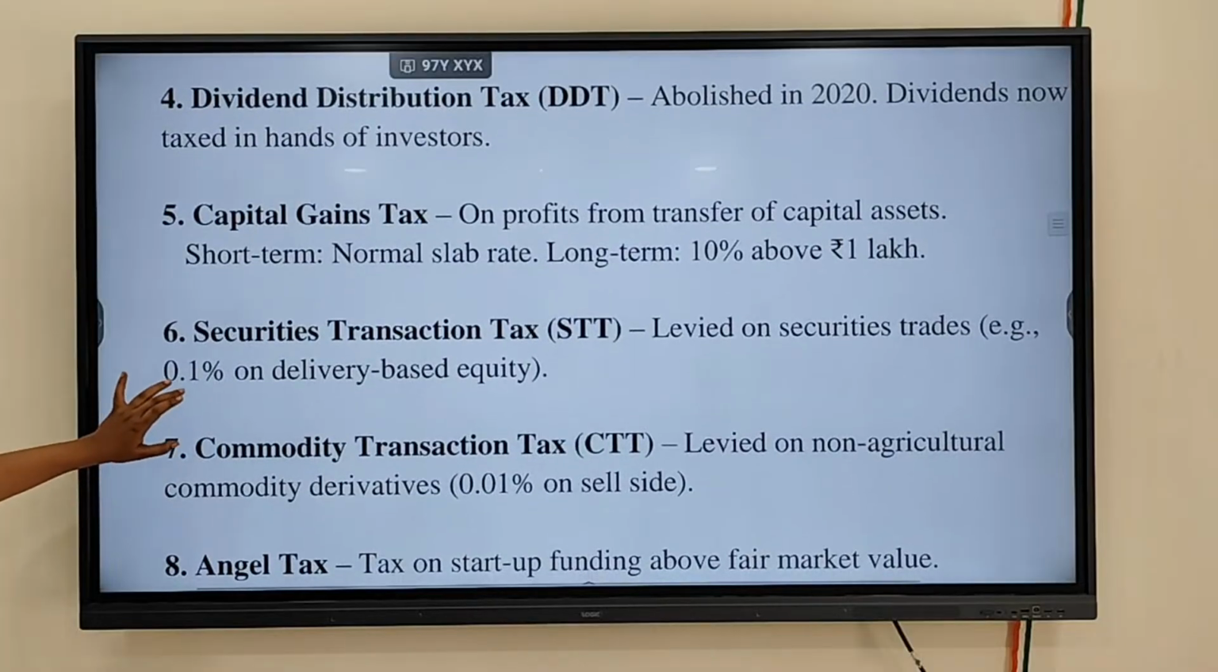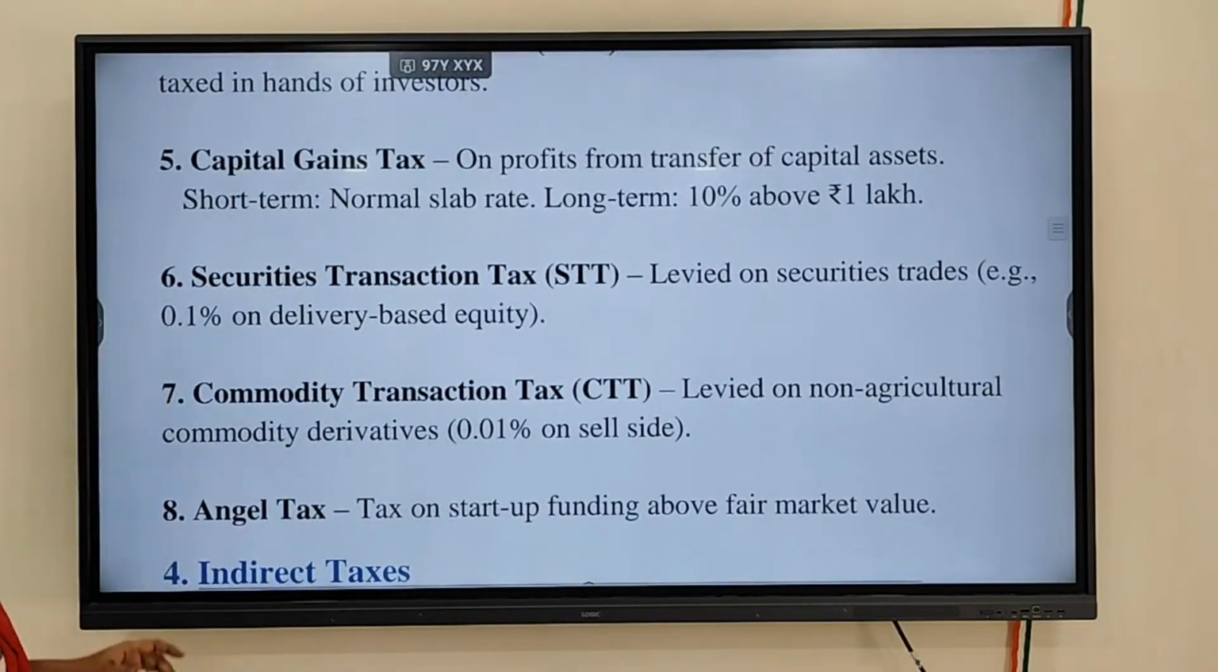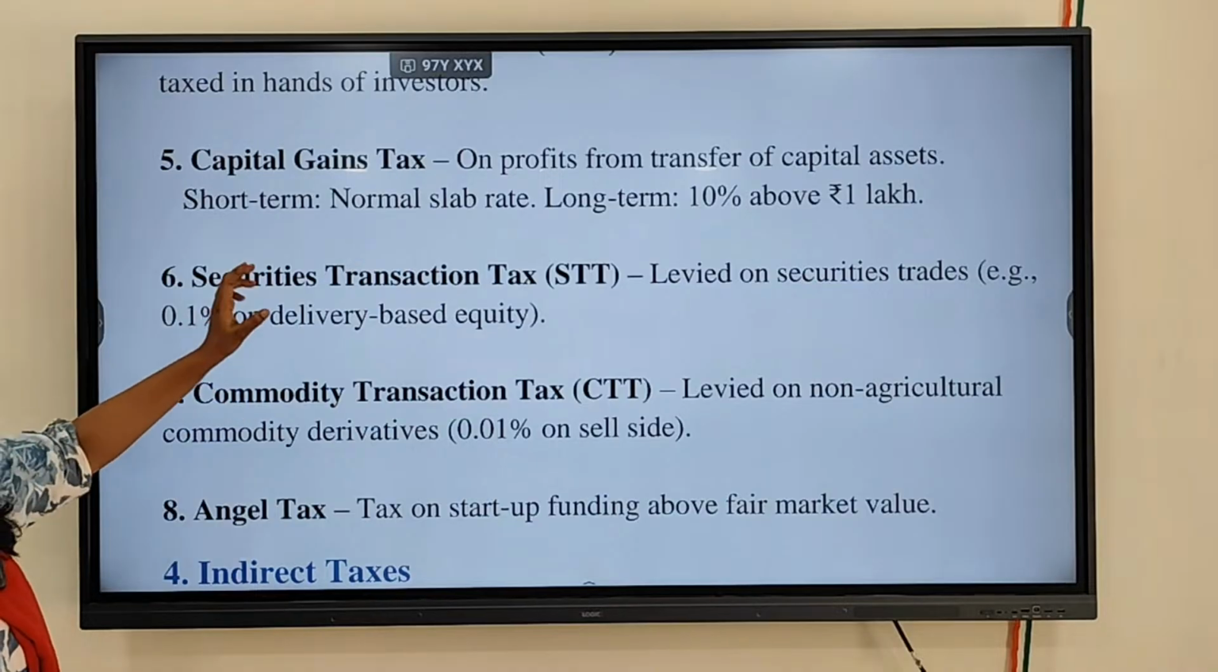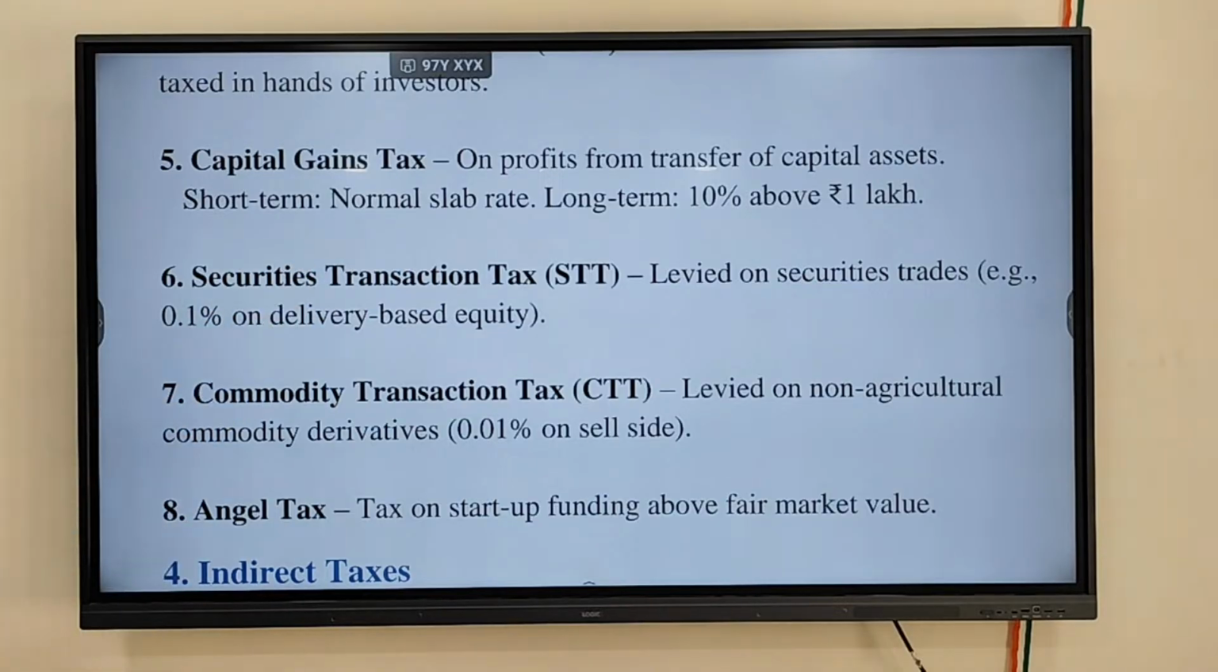Next comes the security transaction tax and commodity transaction tax. Both these combined are called financial transaction tax. Which are the types of financial transaction tax? One is commodity, another one is securities. Securities means shares, bonds, equity. Government securities, zero coupon bond, mutual fund, that all comes under securities.